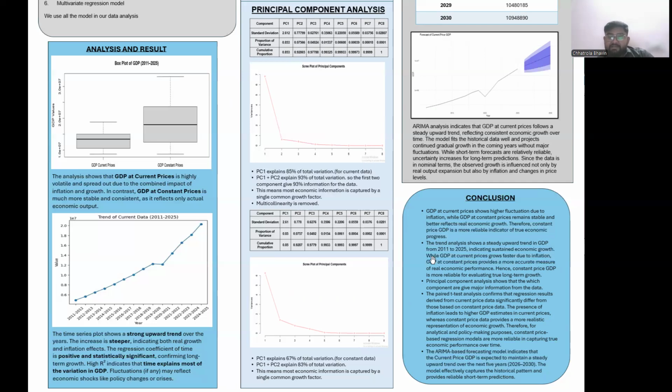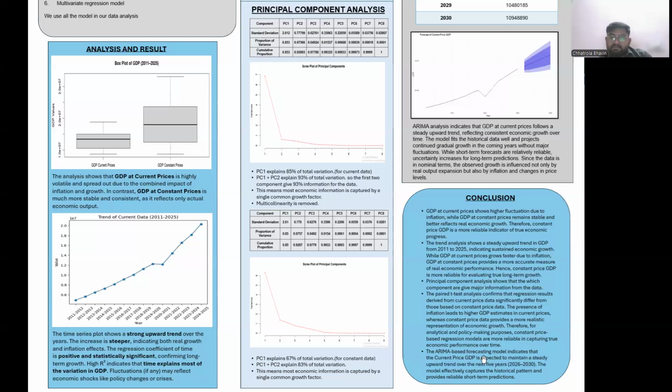Then the paired t-test analysis confirms that regression results derived from current price data significantly differ from those based on constant price data. The presence of inflation leads to higher GDP estimates in current price, whereas constant price data provides a more realistic representation of economic growth. Therefore, for analytical and policy-making purposes, constant price based regression models are more reliable in capturing true economic performance over time.